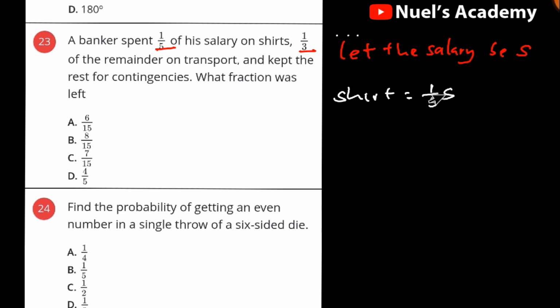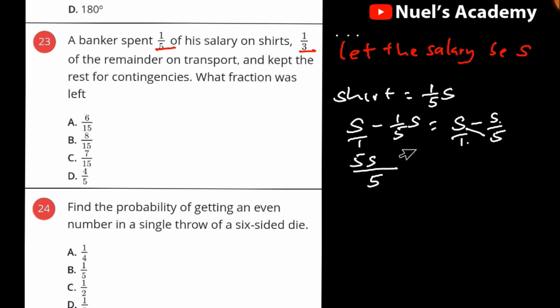Now the remainder after this expenditure is equal to S, which is the salary, minus 1/5 times S, which is the amount spent on shirts. So this is equal to S minus S over 5. If you solve this, 5 times S is 5S, minus 1 times S is S. So 5S minus S is equal to 4S over 5. Now this 4S over 5 is the amount that remains after spending 1/5 of the salary on shirts.